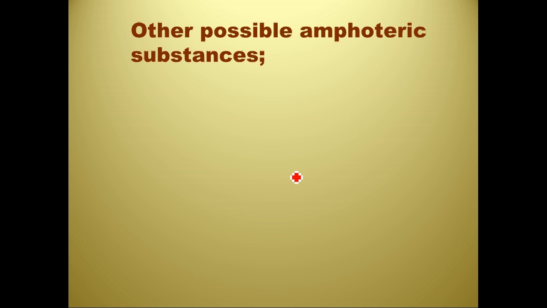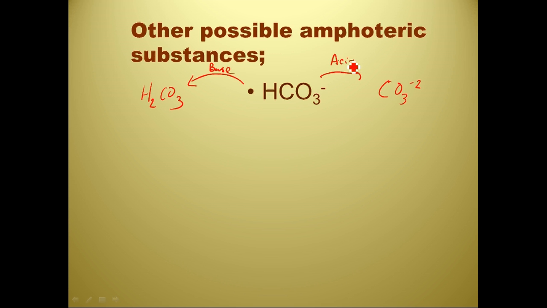Are there other possibilities for amphoteric species? Sure there are. This is bicarbonate. Bicarbonate could either lose this hydrogen to become CO3 2-, the carbonate ion, or it could gain one to become H2CO3, carbonic acid. Notice this is acting as a base, and this is acting as an acid by losing a proton.